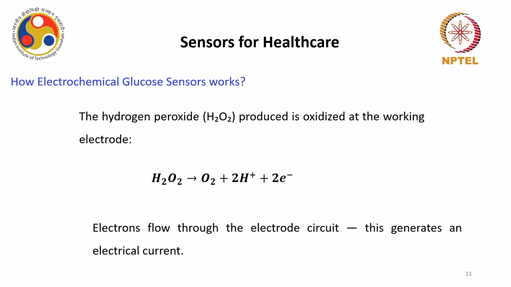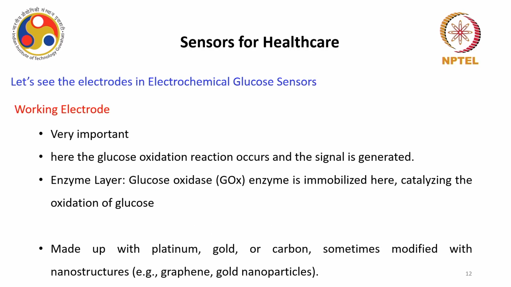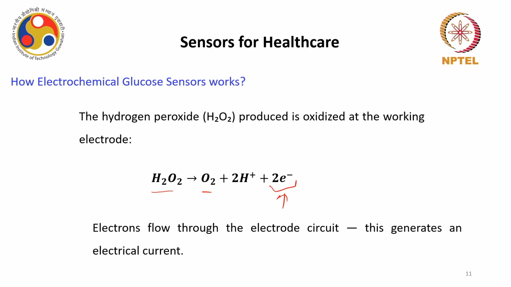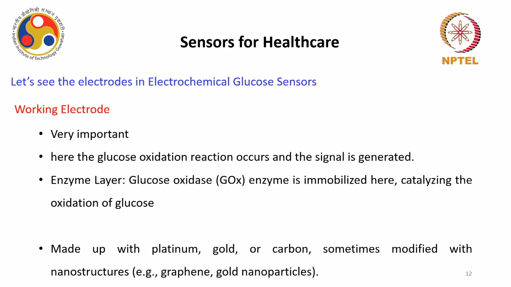H2O2. The hydrogen peroxide which is produced is oxidized again at the working electrode. This oxidation produces oxygen molecules along with 2 electrons. These electrons flow through the electrode circuit, and since this circuit is complete, it generates an electric current. This is the basic working of electrochemical glucose sensors, and based on these fundamental facts, different generations of glucose sensors have evolved. We will discuss that in a while.